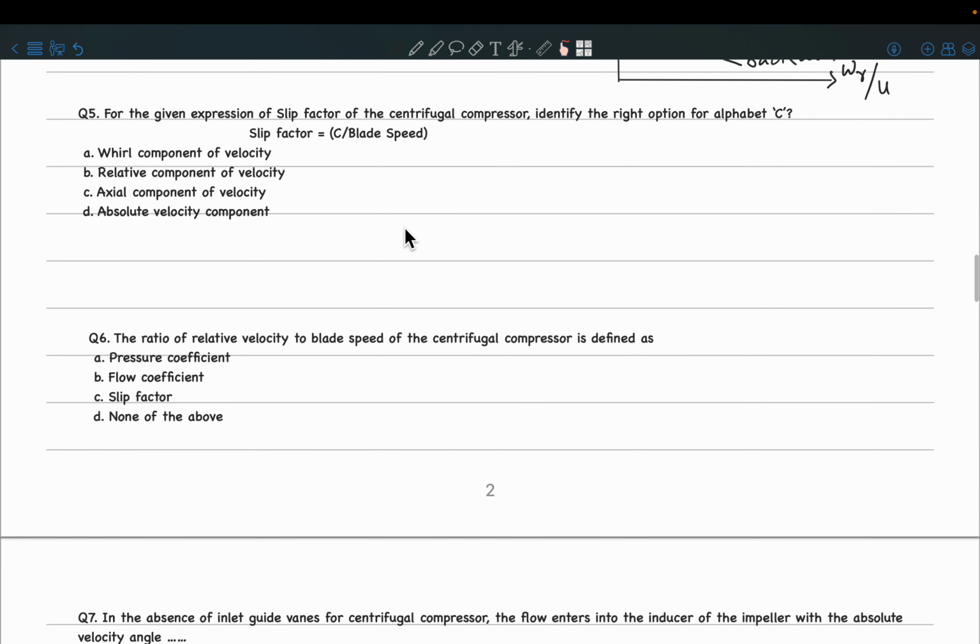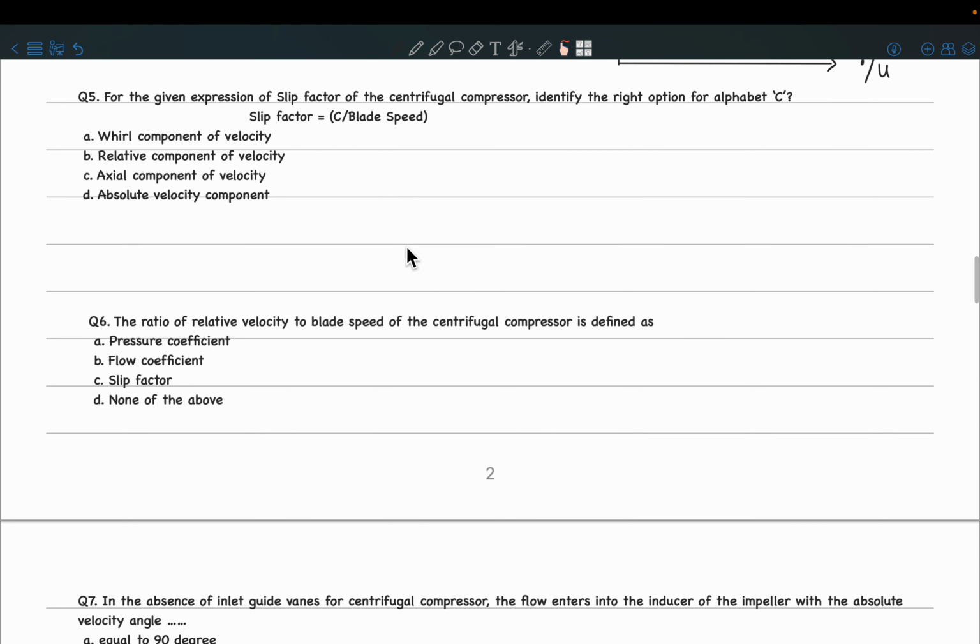Alright, so then next: for the given expression of slip factor of the centrifugal compressor, identify the right option for alphabet C. So what is alphabet C here? What is slip factor basically? Okay, this is a simple question. How do you define slip factor?